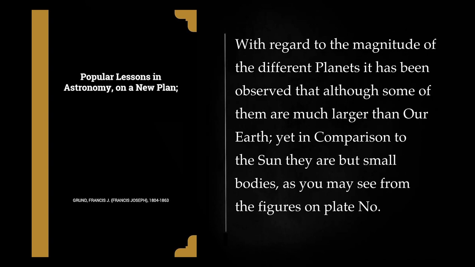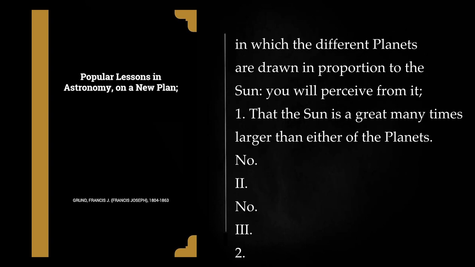Section 10. With regard to the magnitude of the different planets, it has been observed that although some of them are much larger than our Earth, yet in comparison to the Sun they are but small bodies, as you may see from the figures on plate No. in which the different planets are drawn in proportion to the Sun. You will perceive from it: 1. That the Sun is a great many times larger than either of the planets.